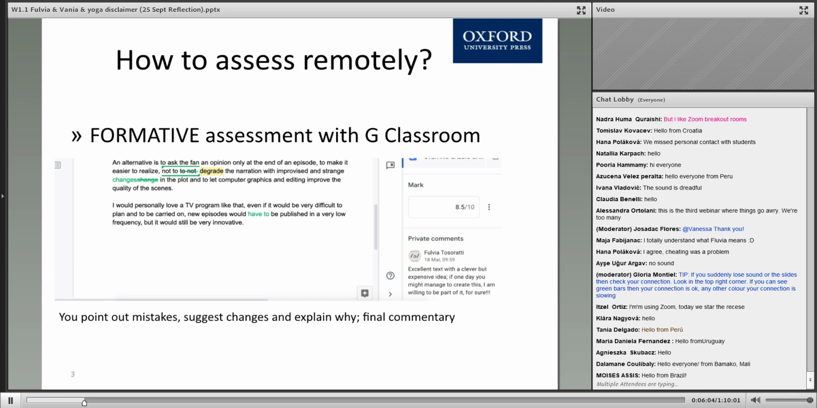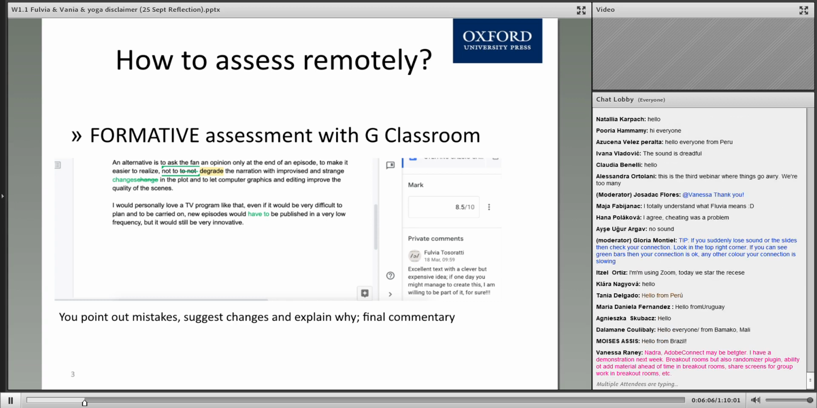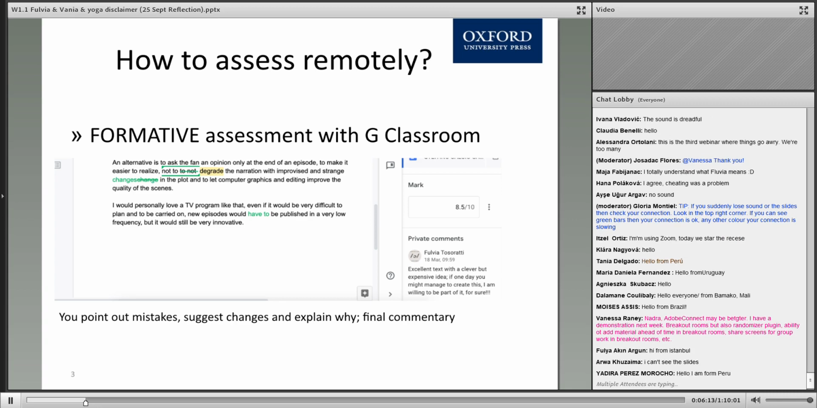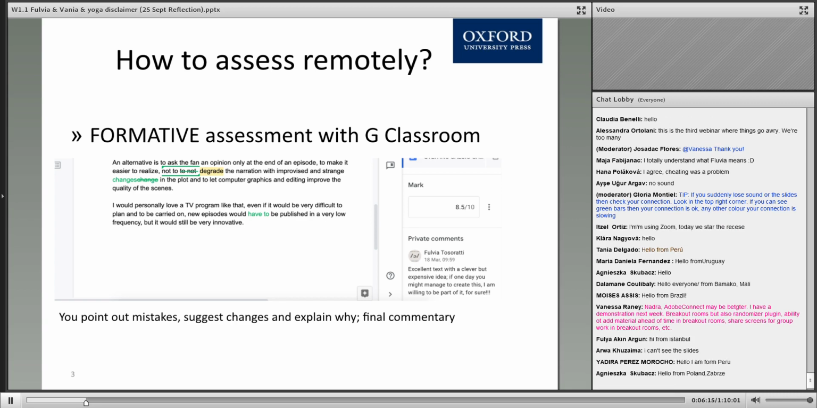At the same time, Google Classroom opens a little box you can't see, and let's say you can write why that is not okay. It's a bad grammar mistake. Please remember that.